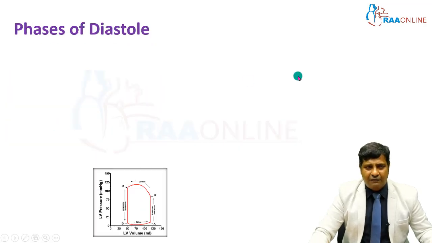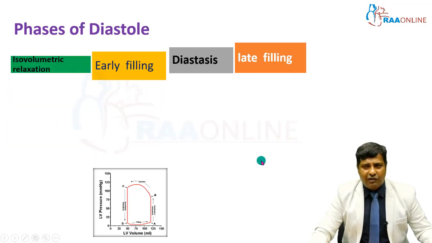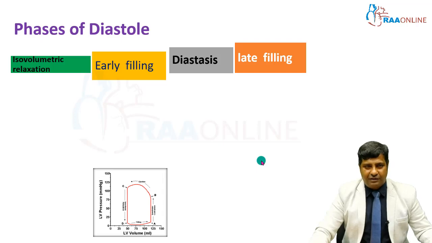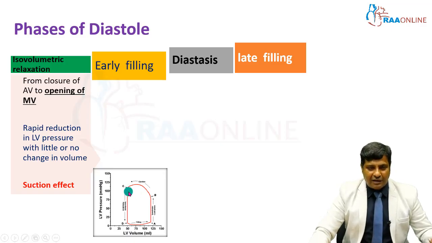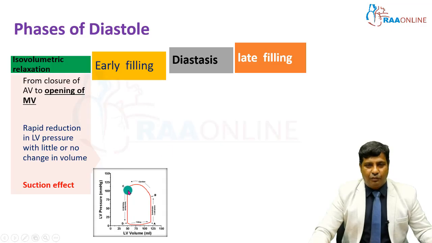So what are all the different phases of diastole? As I already mentioned, there are 4 different phases. Starting with isovolumetric relaxation, that is C to D. There is no change in the volume, but there is a reduction in the pressure. So what exactly does it mean? Basically, because of this rapid reduction in the left ventricular pressure without change in the volume, it produces a negative effect. That is, it's ready to suck the blood once the mitral valve opens.